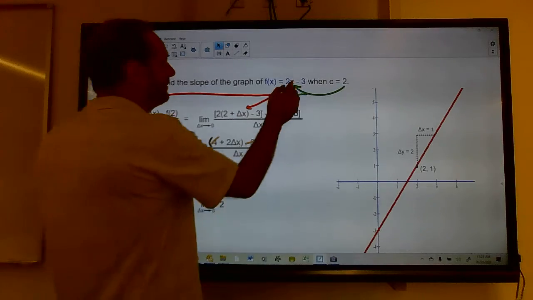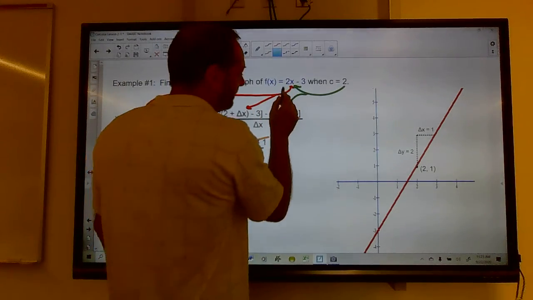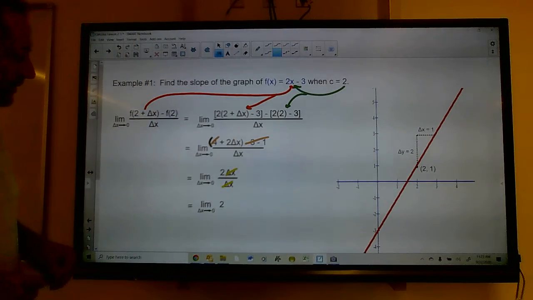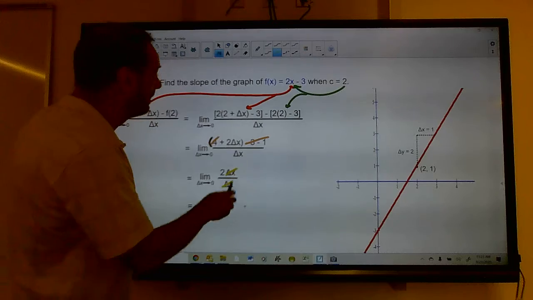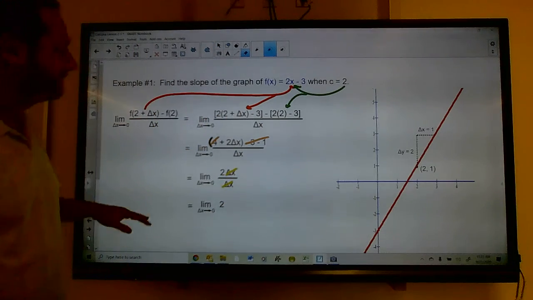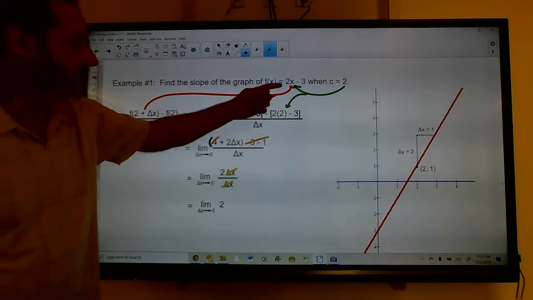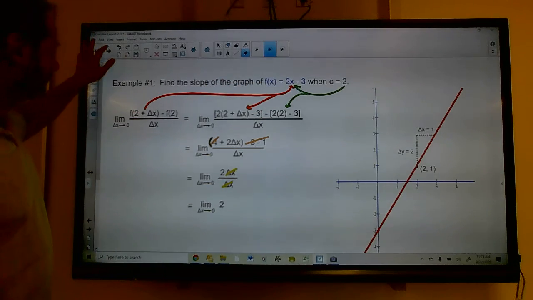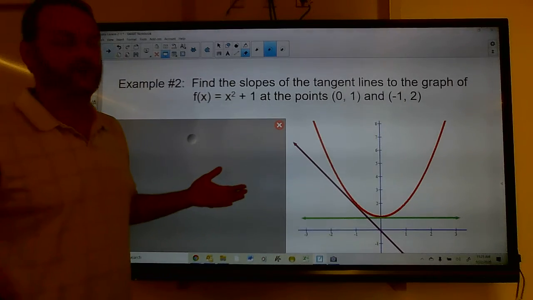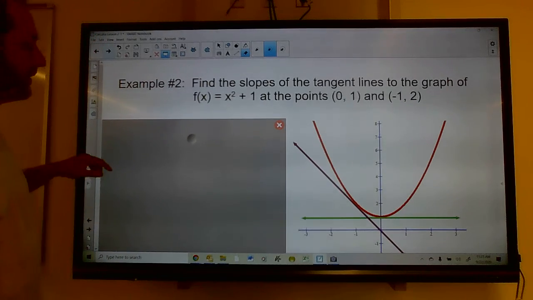Okay, and if you look at this, this is a line, okay? And the slope is right there. The slope is 2. So by using the definition of the derivative, we end up with the slope. Now, on a line, it's easier to just look at it and say this is the slope, but on a curve, that's not the case.